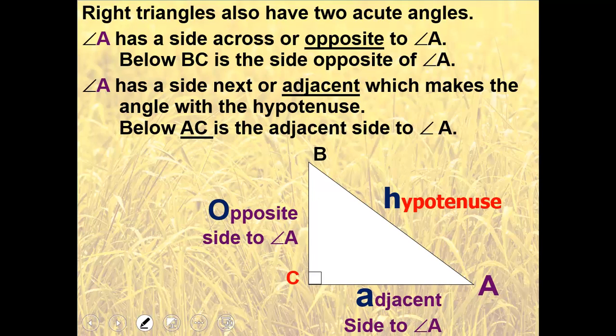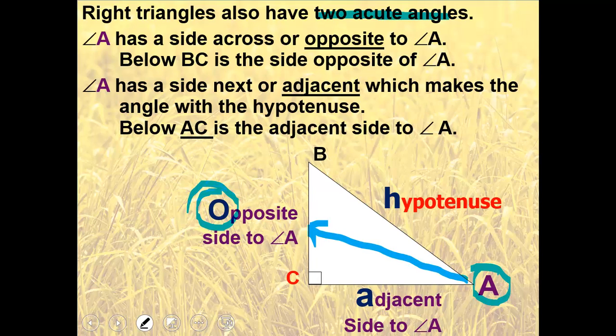Notice that the right triangles have two other acute angles, two additional angles. Let's focus on angle A, all right? Angle A also has a side that's across or opposite. We call it opposite. Notice that I've highlighted that O. I've made it really big. So this is the side opposite because it's across. And angle A also has a side adjacent.